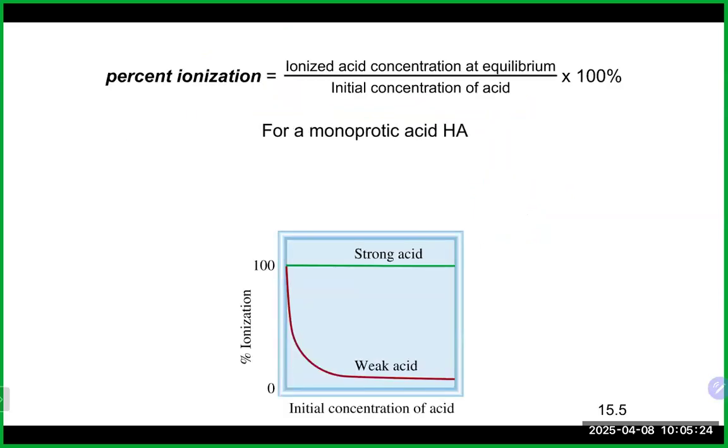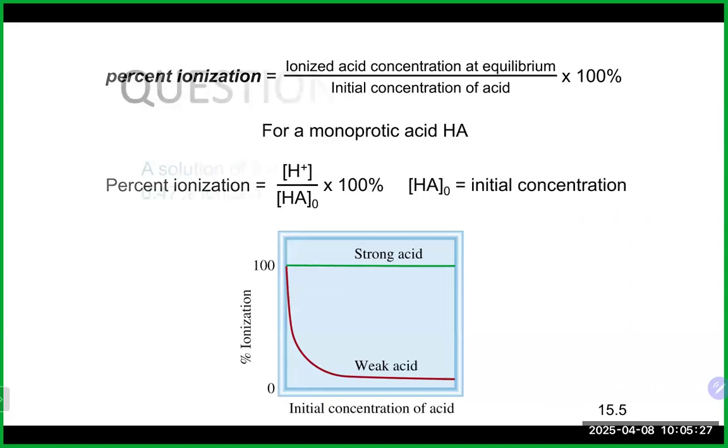So let's then talk about percent ionization. Percent ionization, good talk. Let's go back and talk a little longer. Percent ionization is the ionized acid concentration at equilibrium divided by the initial acid concentration times 100%.